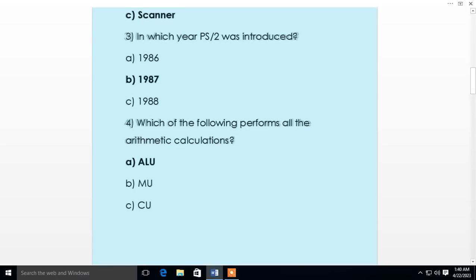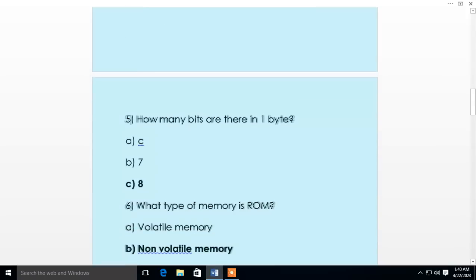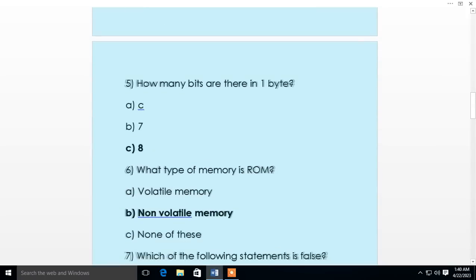Right. Now we come to question number 5. How many bits are there in 1 byte? It cannot be 7. We know that in 1 byte there are 8 bits. Bits means zeros and ones, ones and zeros, so you have 8 bits. So option C is the correct answer.